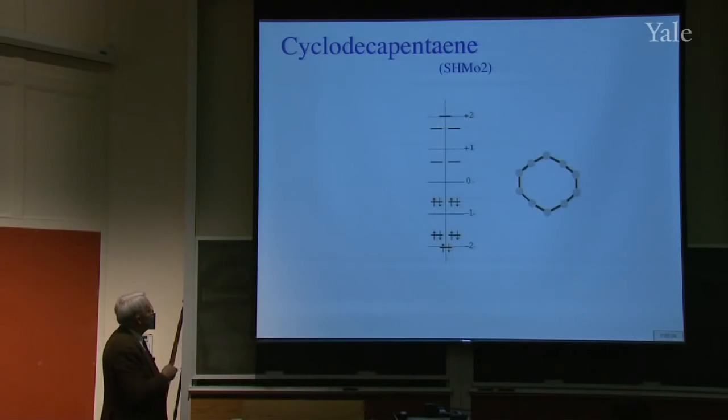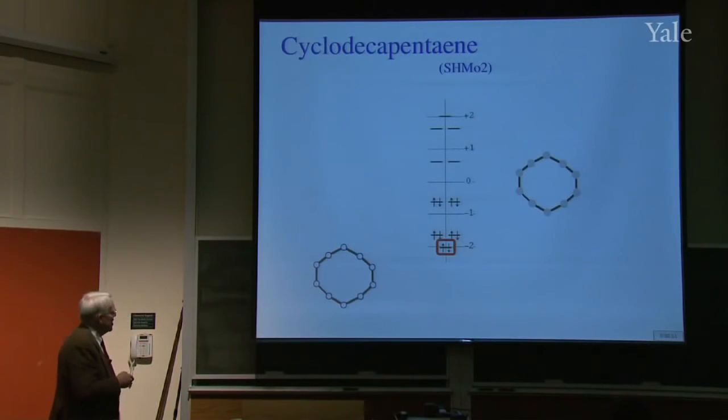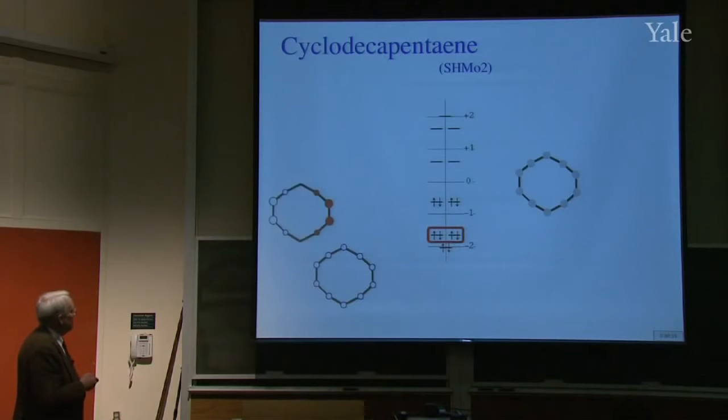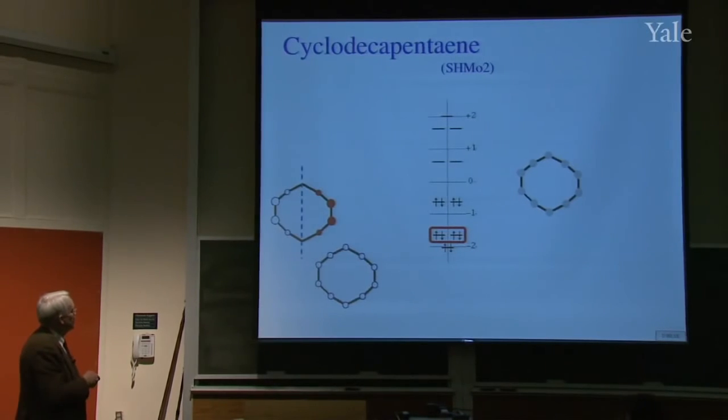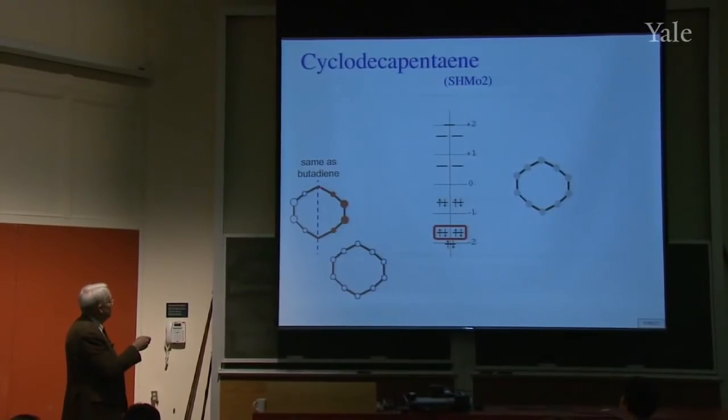Here are the structures, here are the energies, and now here's the lowest one, same as you go all around. The next ones have a node here, right? That is 2 nodes as you go around the periphery.